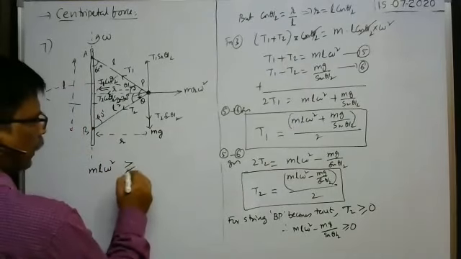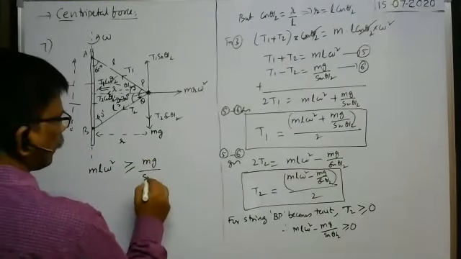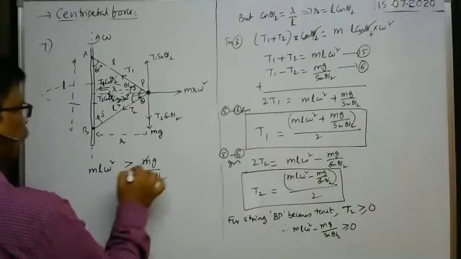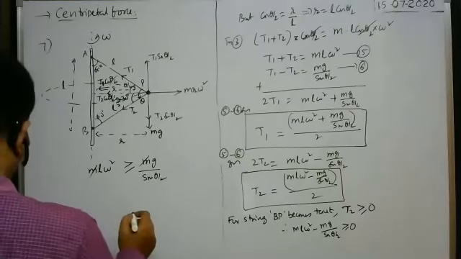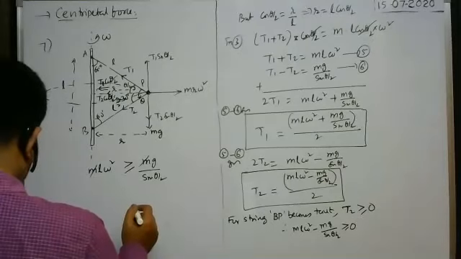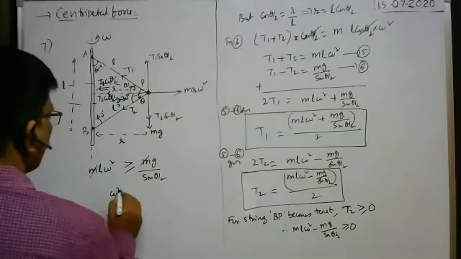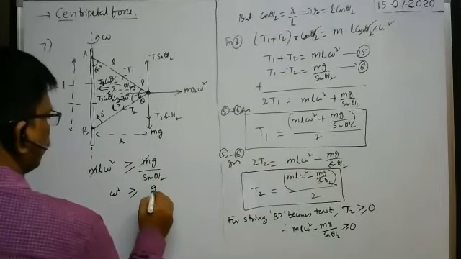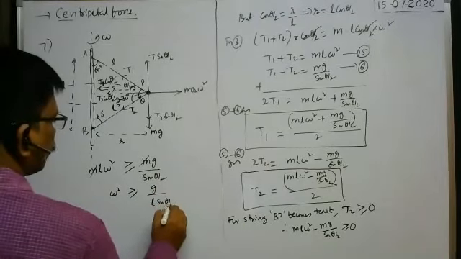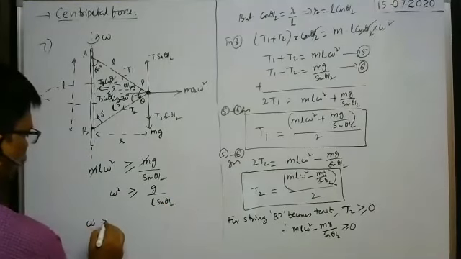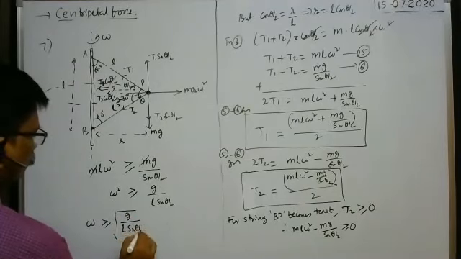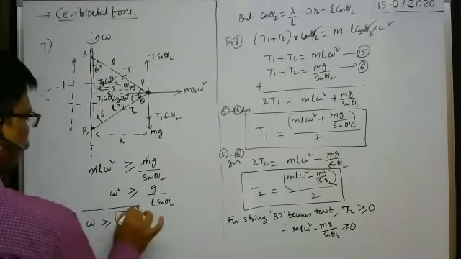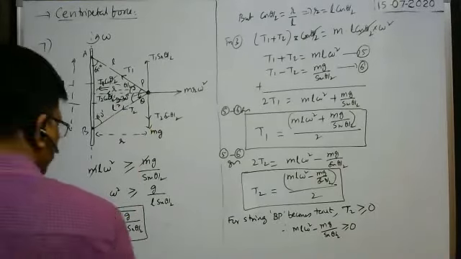From this, m l omega square is greater than or equal to m g by sin theta by 2. M cancels. Therefore, omega square is greater than or equal to g by L sin theta by 2, or omega is greater than or equal to root g by L sin theta by 2. This is the condition for the lowest string to be taut.